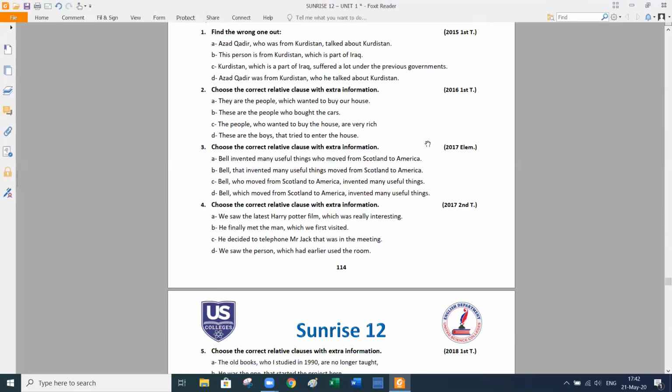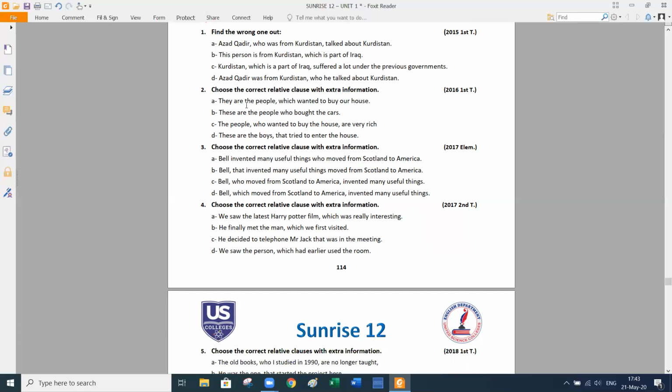And question 2, choose a correct relative clause with extra information. A says, they are the people, comma, which wanted to buy our house. If there is a comma, it might be extra information. It might be. But do we have a mistake here? Let's look. Which wanted to buy? Which? Now, it is supposed to refer to the people, but we don't use which to refer to people. So that's a mistake. That's wrong. They are the people who wanted to buy our house would be correct.